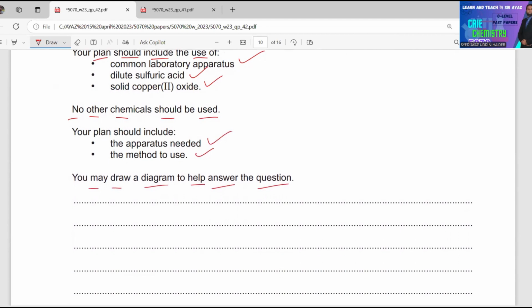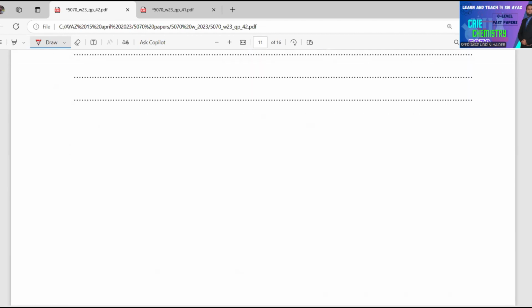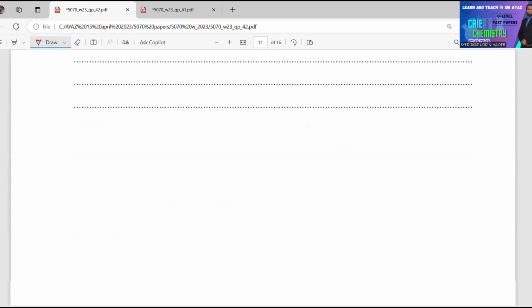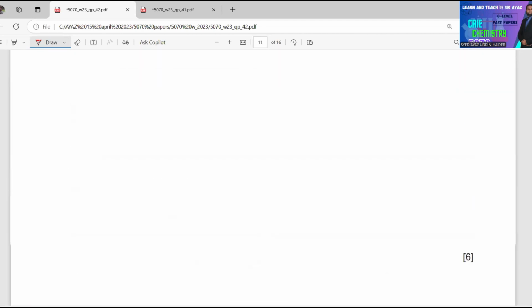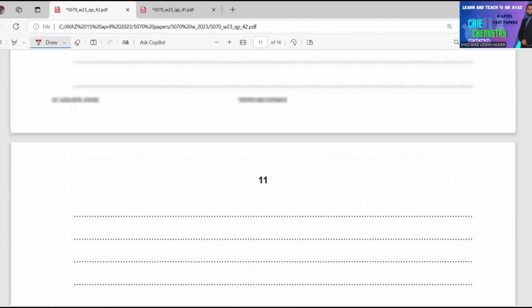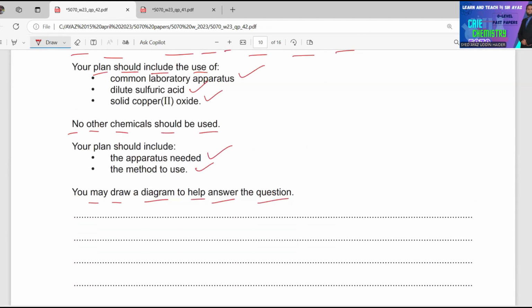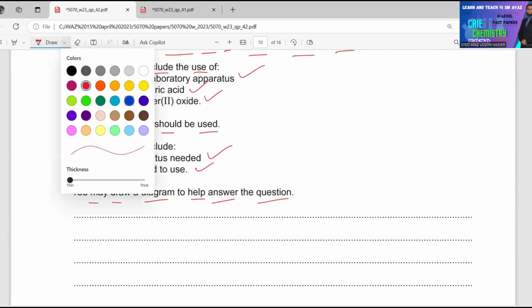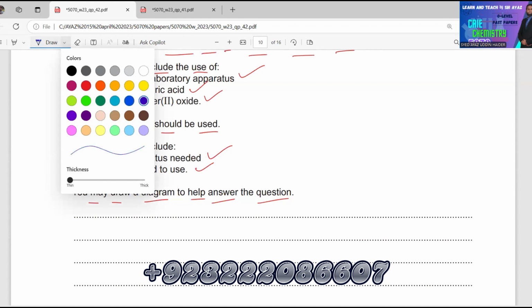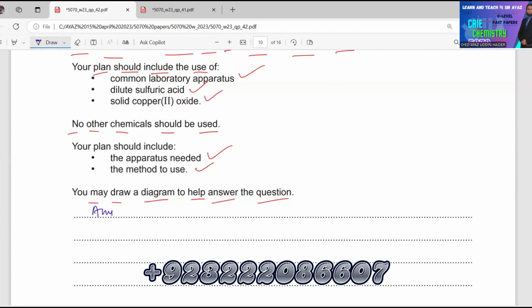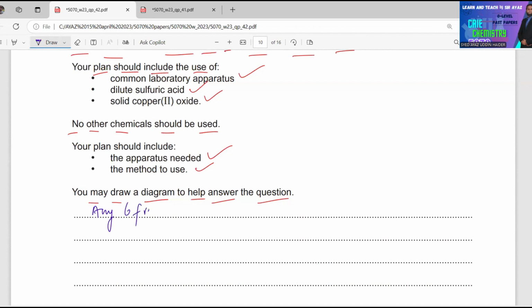So this is a very easy one. You can write any 6 points from these, because the total mark for this question is 6, as you can see from the marks. So in the first step, you must be adding solid copper 2 oxide to warm dilute sulfuric acid.